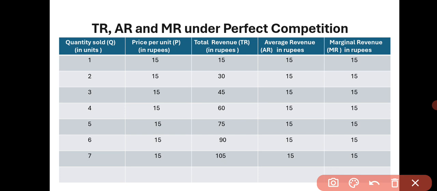In the first column, quantity sold is given. In the second column, price per unit of the commodity is given. Third column, total revenue. Fourth column, average revenue. And in the fifth column, marginal revenue is given. In perfect competition market, we know that there is a single, uniform price, and the units of the commodity are homogeneous. So when you see here the quantity, there are 7 units of the commodity.